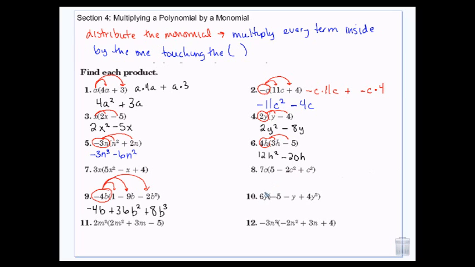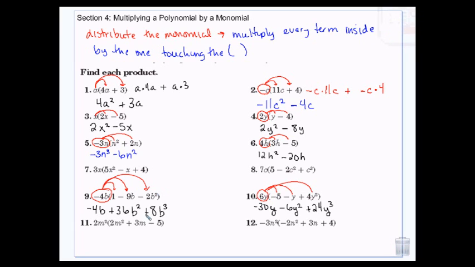If I have, again, 3 things, so I do 6y times negative 5, 6y times negative y, 6y times 4y squared. So 6 times negative 5 is negative 30, and then the y just hangs out. 6 times negative 1 is negative 6. y times y is y squared. And then 6 times 4 is 24. And then I have y times y squared is y to the third.